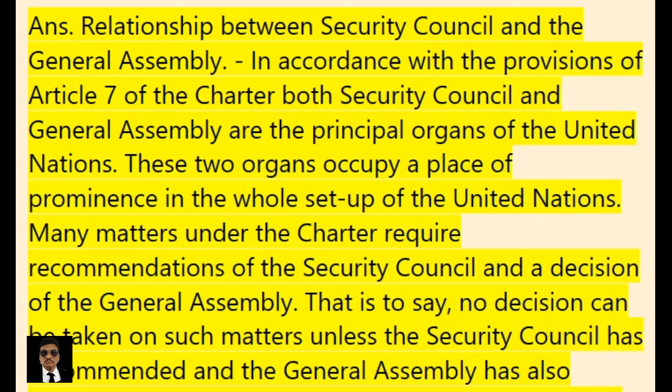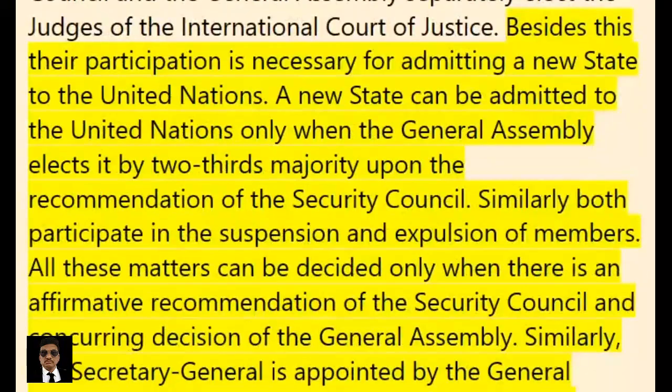For example, the Security Council and the General Assembly separately elect the judges of the International Court of Justice. Besides this, their participation is necessary for admitting a new state to the United Nations. A new state can be admitted to the United Nations only when the General Assembly elects it by two-thirds majority upon the recommendation of the Security Council.